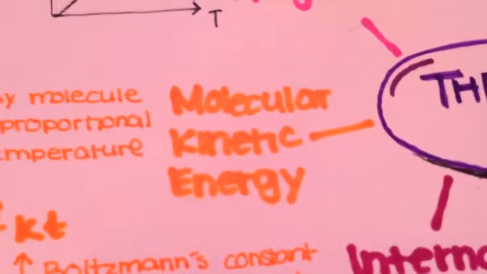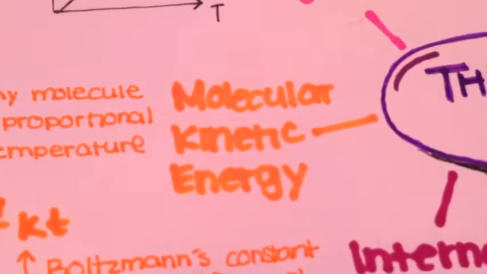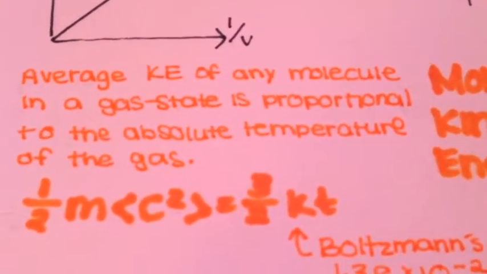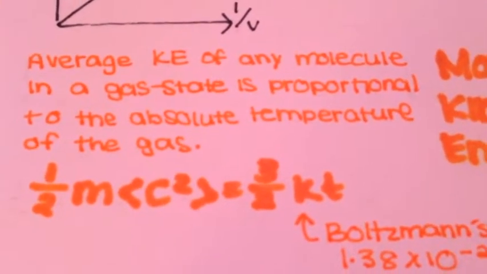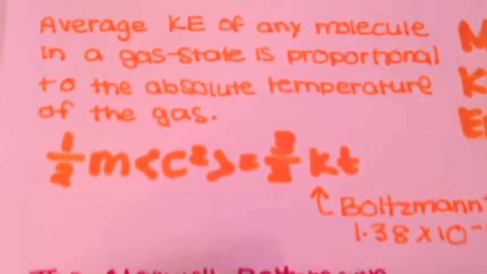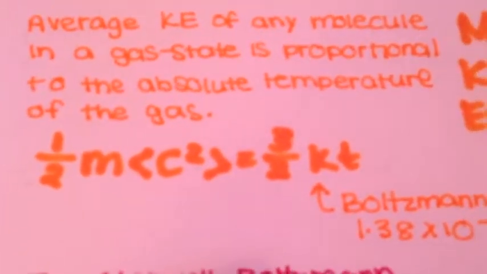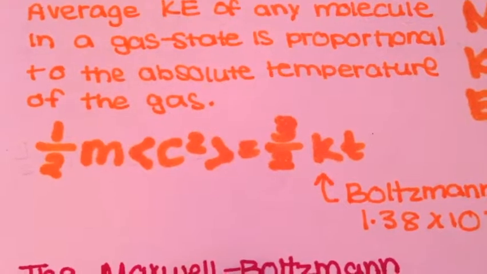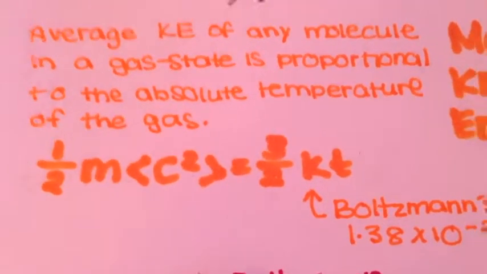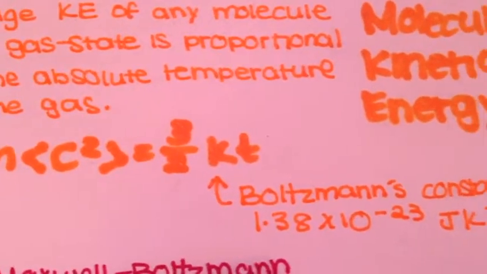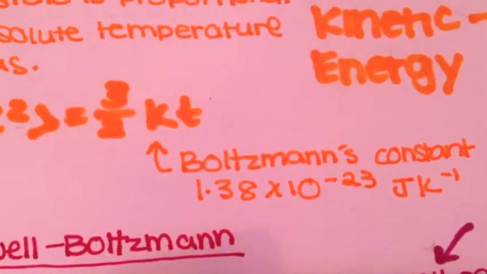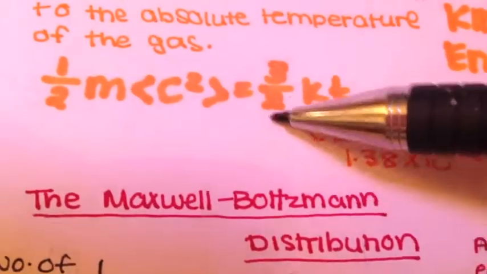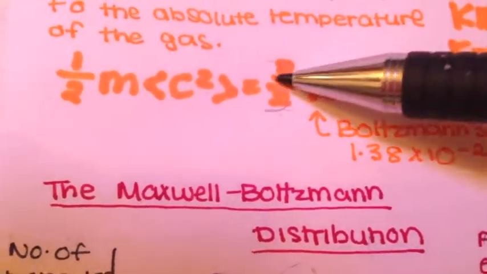Also, from the Maxwell-Boltzmann graph, we can figure out the molecular kinetic energy of a molecule, which is basically the average kinetic energy of any molecule in a gas state, and is proportional to the absolute temperature of the gas. And you can figure this out through this equation, which states that half m, which is the mass of the molecule, times c squared is 3/2 kT, where k is Boltzmann's constant, which is 1.38 times 10 to the minus 23.